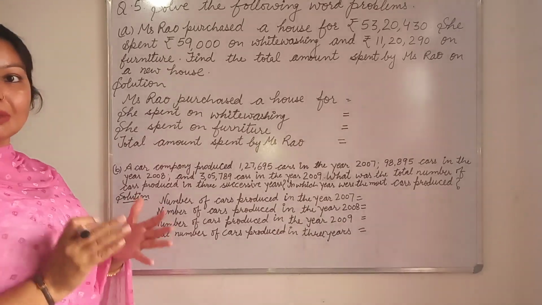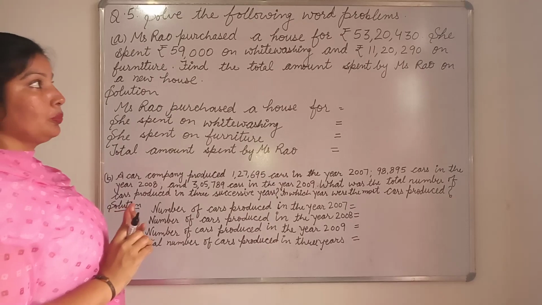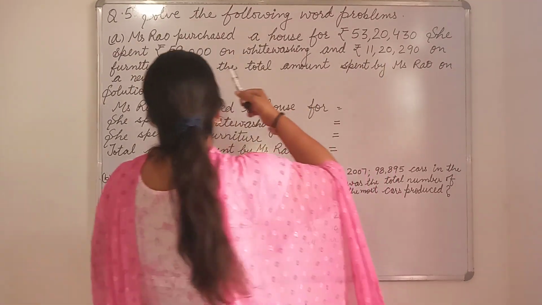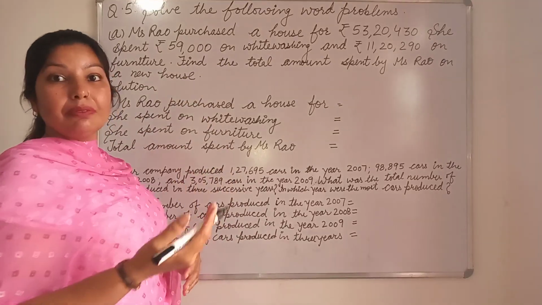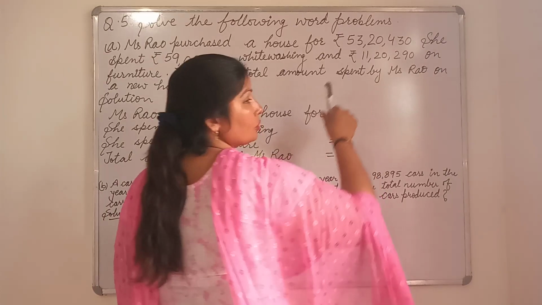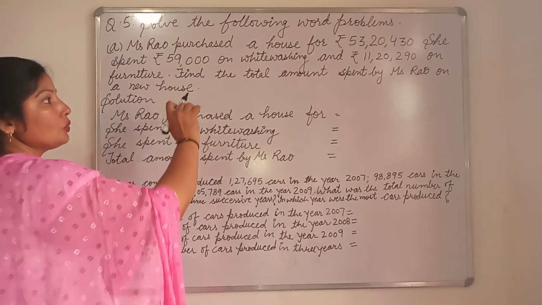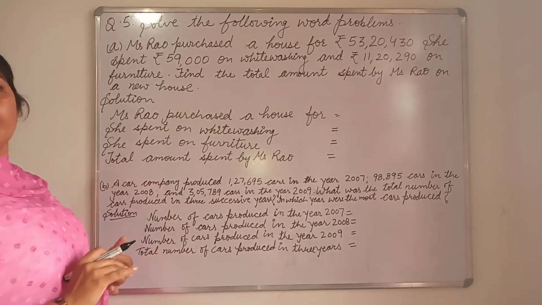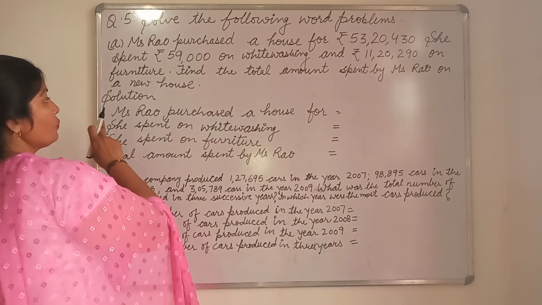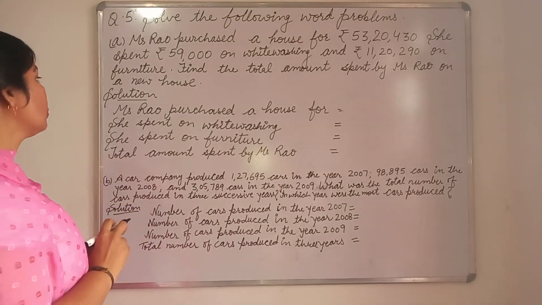So how much total amount did she spend? So for the total amount, what should we do? We should add these because this amount she spent on the house and this is for whitewashing, so the whitewashing is also spent on the house, and this is for furniture, so this furniture she also bought for the house. Okay, so the total amount spent by her we have to find. So for that we will do plus. So first we should solve with the sentence. So first of all, solution.